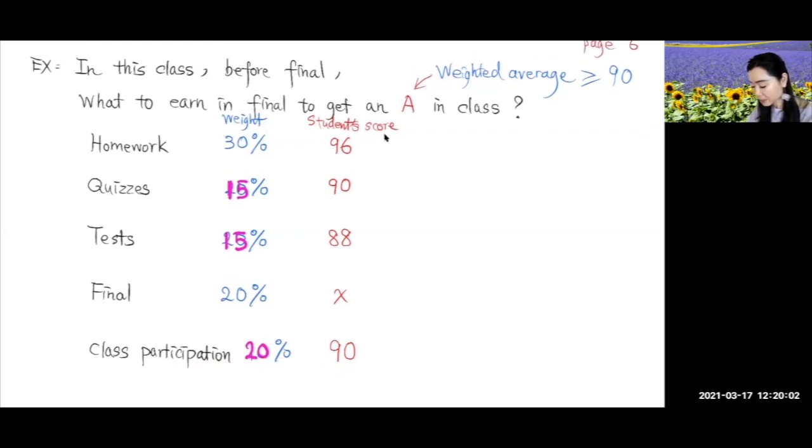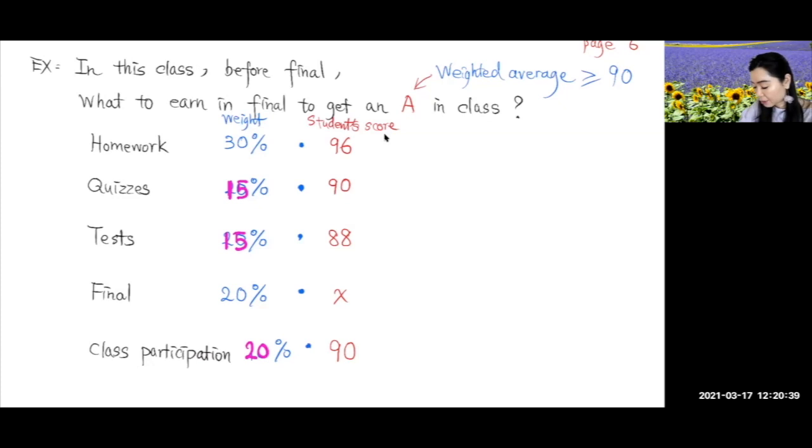Okay, so suppose the student has these scores here and wants to know what to score in the final in order to get an A in class. Okay, so let's find out. So what do we do here? I'm going to let x be the score of the student in the final. Okay, and now because this is a weighted average, I'm going to multiply each score with the weight of each category. So I'm going to multiply over here, here, here, and here.